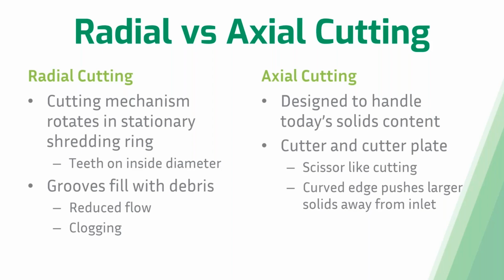On the other hand, we have axial cutters. And these are designed to handle today's solids content. These are the newer style of cutting mechanism. This comes with a cutter and a cutter plate, and that cutter is positioned on top of that cutter plate in very tight tolerances. So what this creates is a scissor-like cutting action to grind up all of those solids, which leads to a lower chance of anything clogging that cutter and cutter plate.